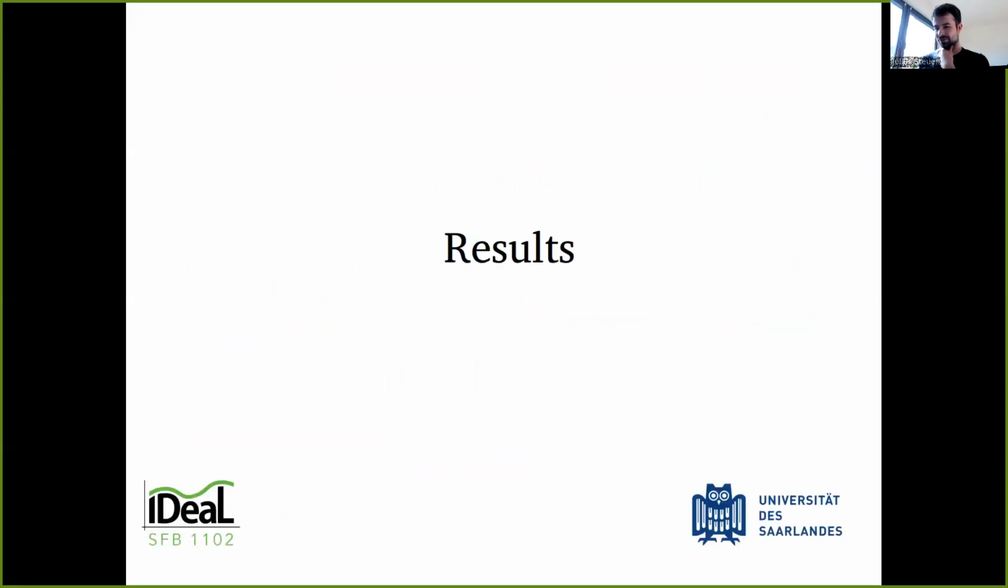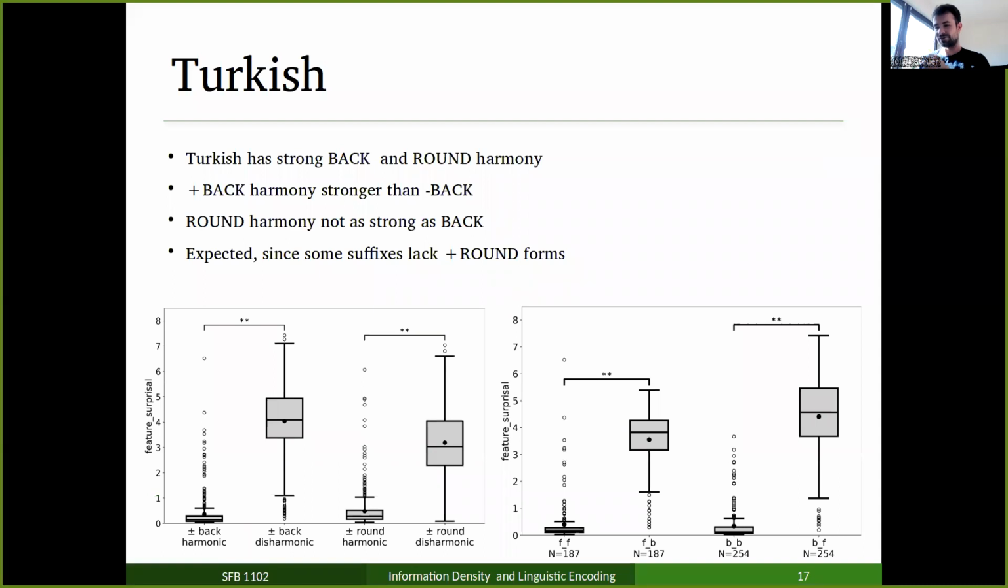So now to our results. First, we will look into one individual language, namely Turkish, because here the effect is expectedly strong.